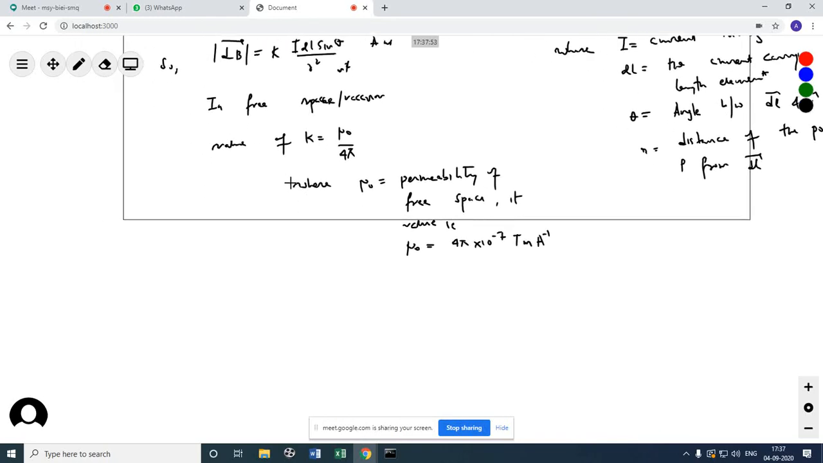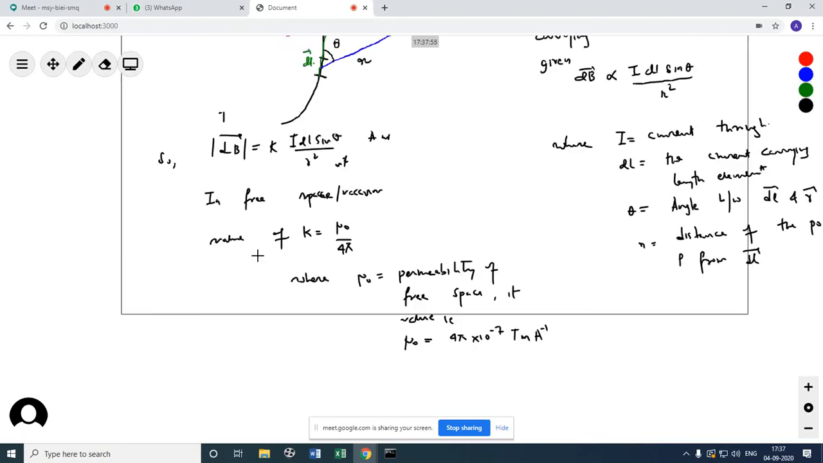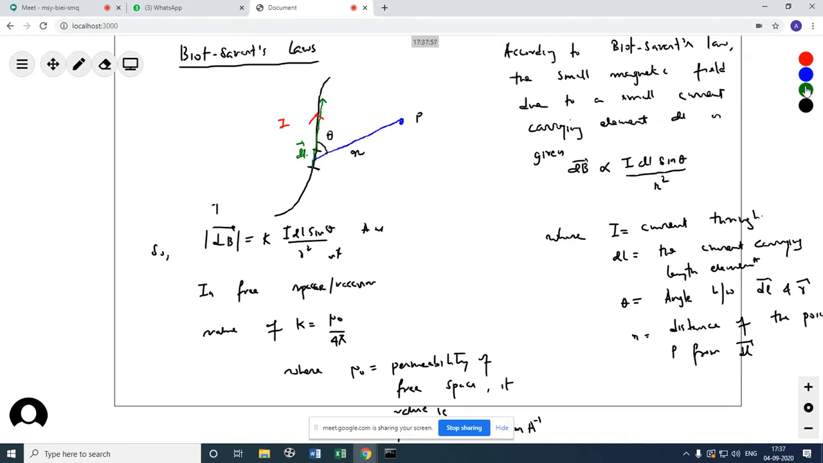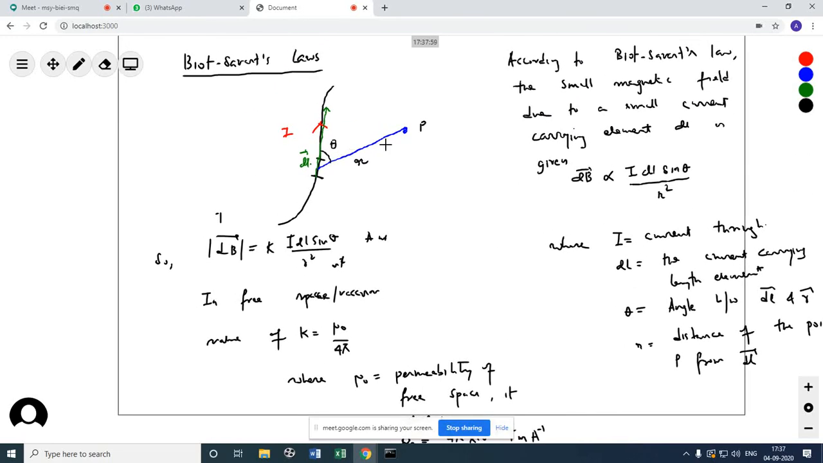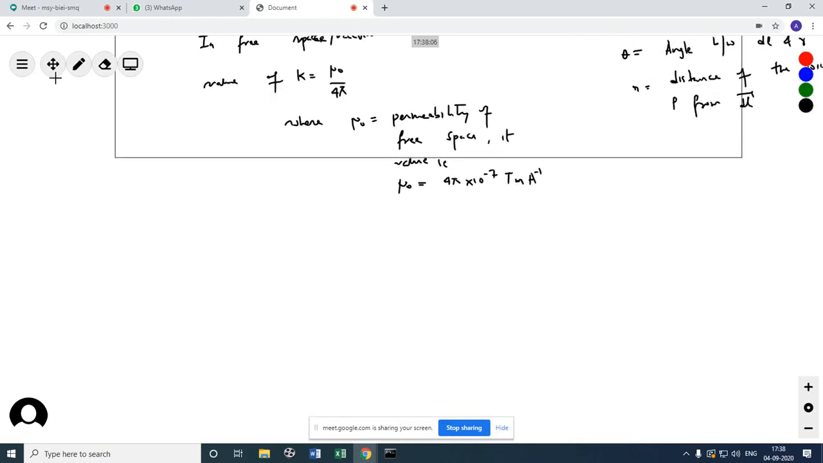So how can we write this in vector notation? You can see every vector has a unit vector as we have discussed. So let's say this is the r cap. So if I put the r cap there now, it becomes dB vector equals mu naught by 4 pi I dl sine theta by r square into r cap. So this becomes the vector notation.